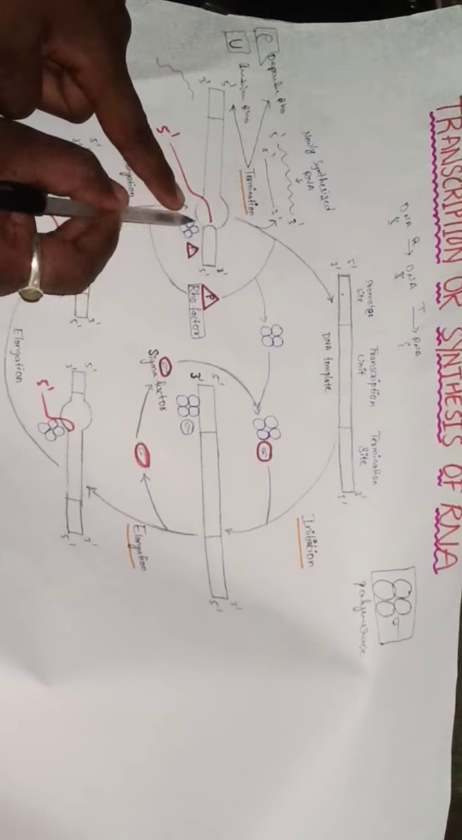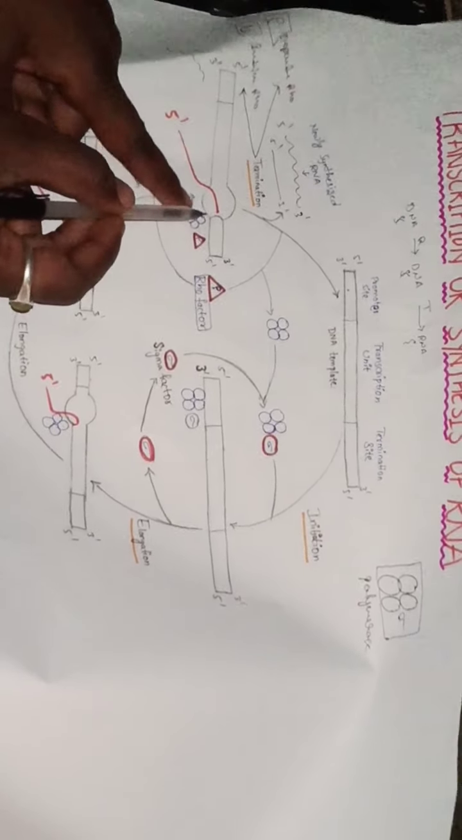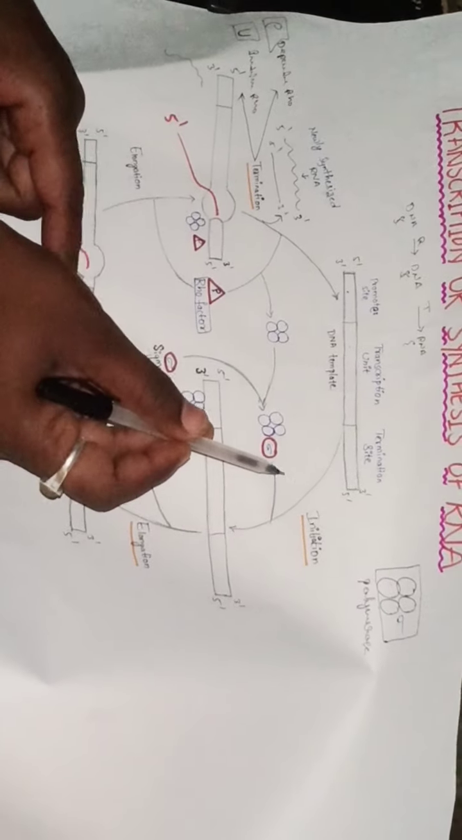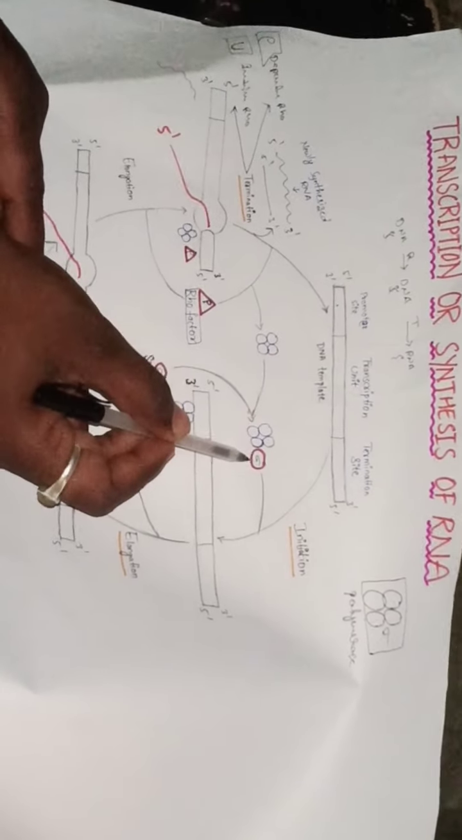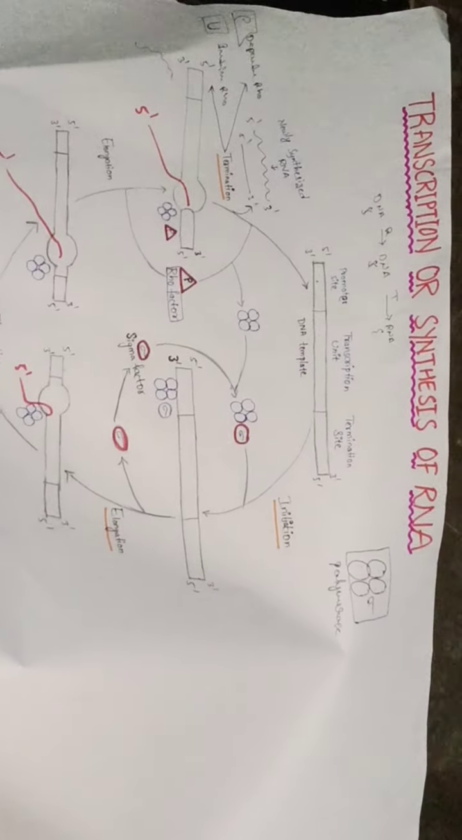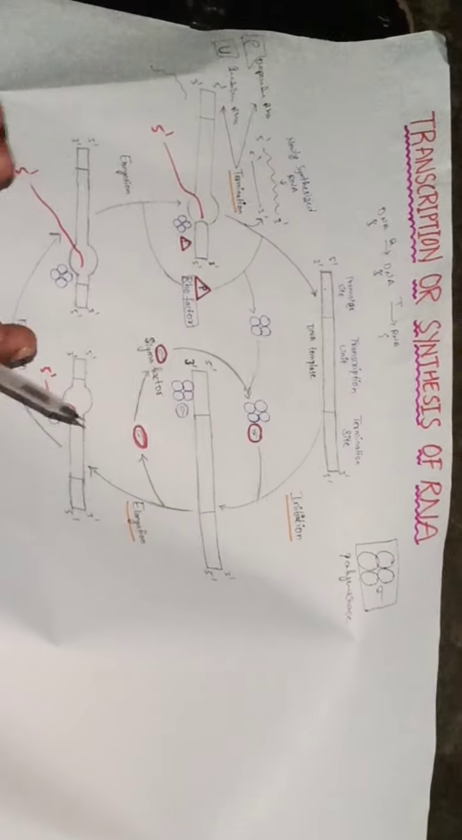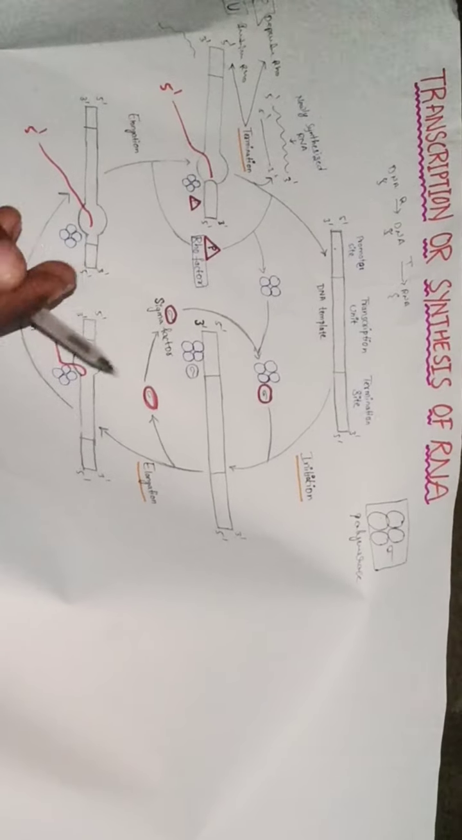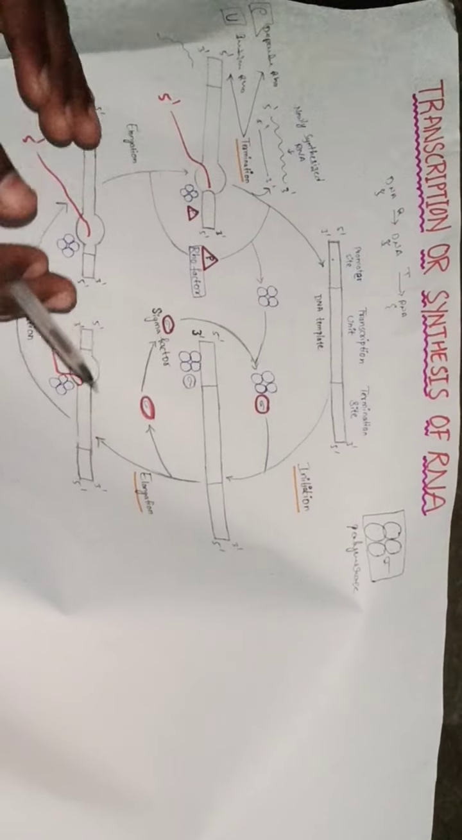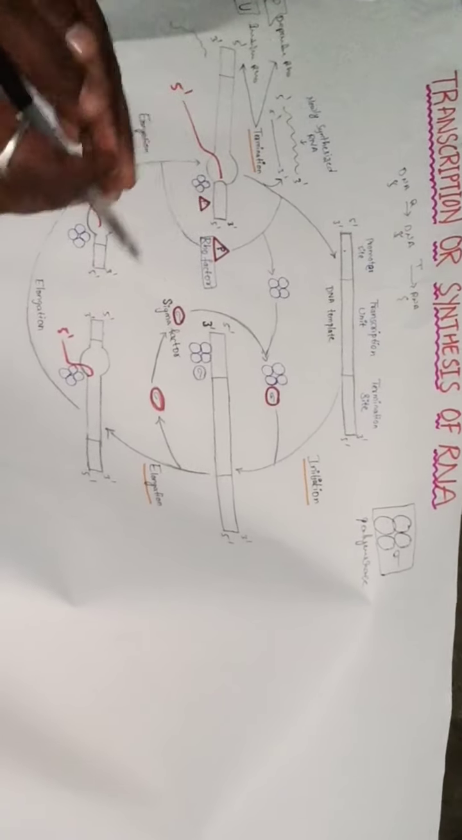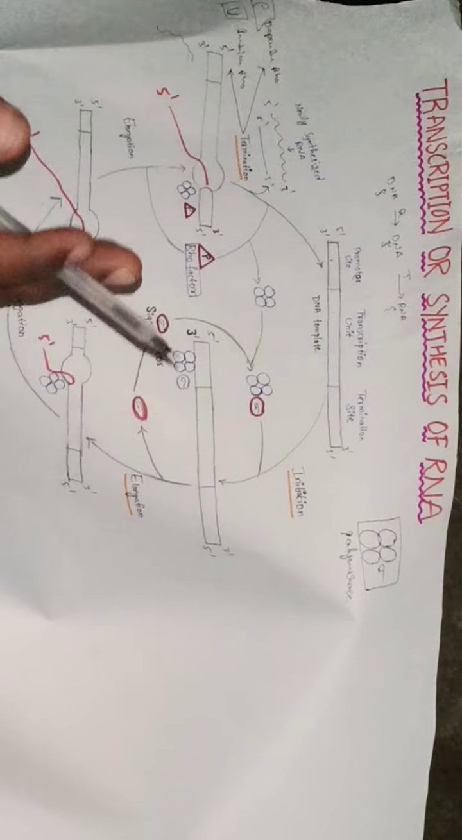After termination, the four hydrogen bonds of the polymerase enzyme enter again into the initiation process, bind with the sigma factor, and enter into the elongation process, and continuously the cycle is running in each and every cell. This is the transcription, or synthesis of RNA. What is transcription? Synthesis of RNA from the DNA, a single helix from the double helix of DNA.